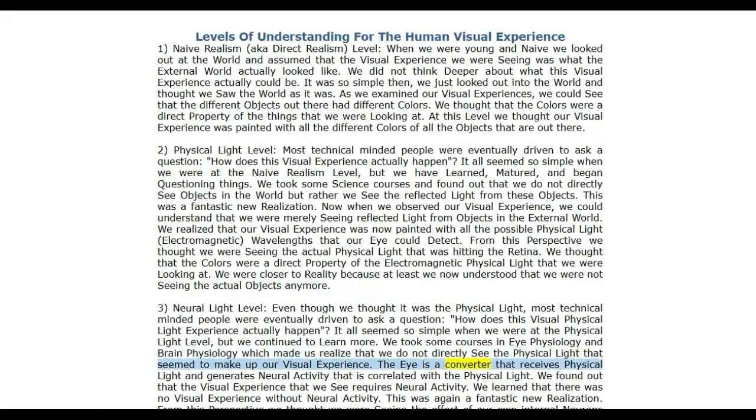The eye is a converter that receives physical light and generates neural activity that is correlated with the physical light. We found out that the visual experience that we see requires neural activity. We learned that there was no visual experience without neural activity.